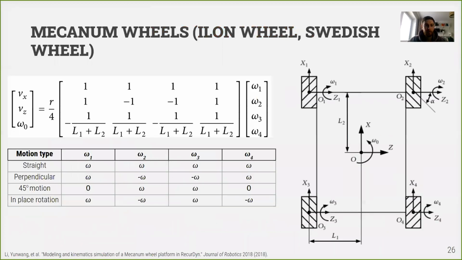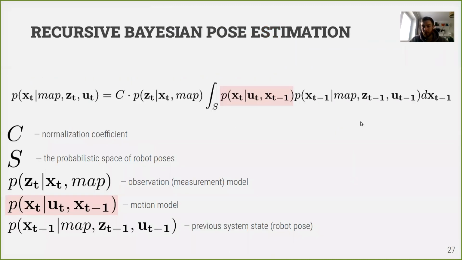Why do we not just use such a simple kinematics formula to predict where our robot will end up over time and to make prediction here in our recursive Bayesian pose estimation? So I'm reminding you that this part is just a prediction, having previous system state, so previous pose of the robot estimated somehow, or maybe given to us precisely.